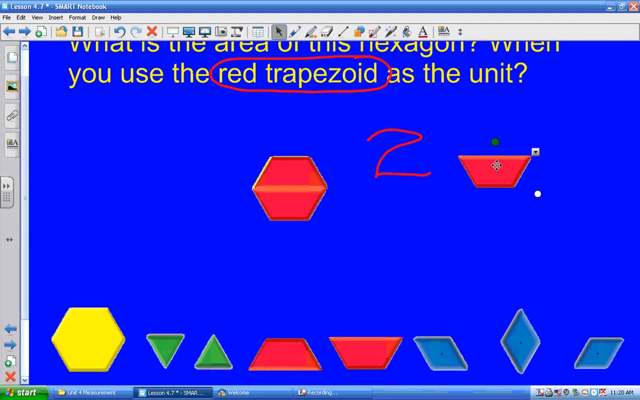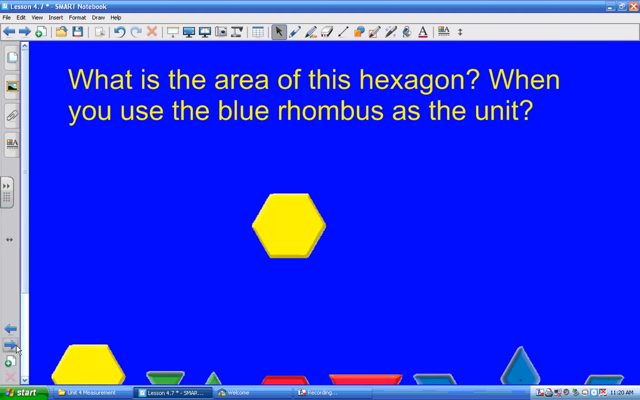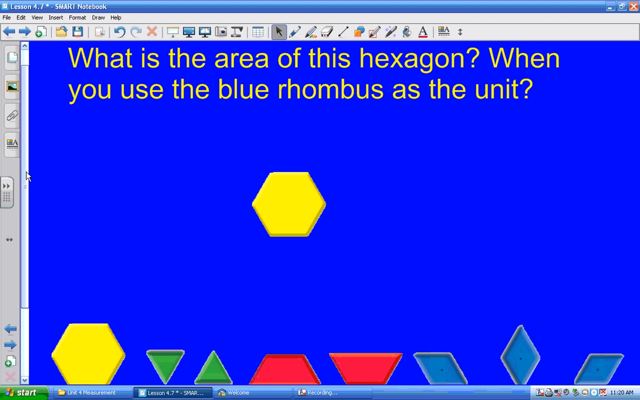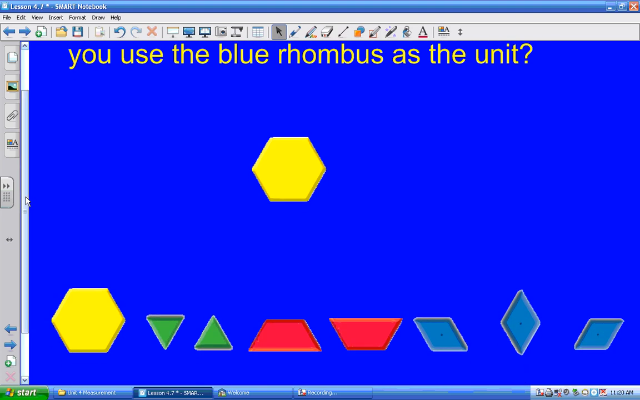Next one. What is the area of this hexagon when you use the blue rhombus? Now I have 3 blue rhombuses over here. They're all the same. They've just been turned a little bit. So, Leon, what is your guess?